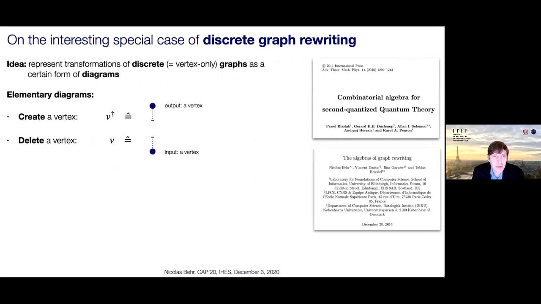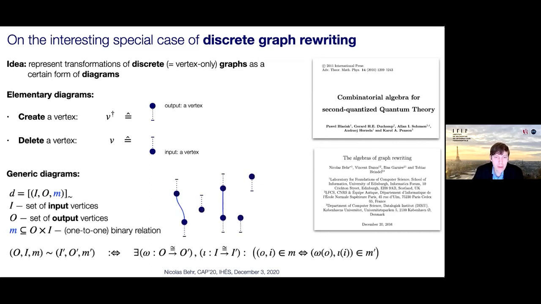So the idea is, if you look at the manipulation of just graphs that do not have any edges, then one can imagine there are some very elementary things one can do. So we are always only looking at isomorphism classes of graphs. So in this sense, vertices are indistinguishable. And then there are two elementary transformations one can do: you can add a vertex, or you can remove a vertex.